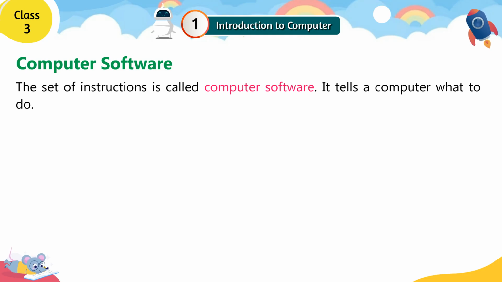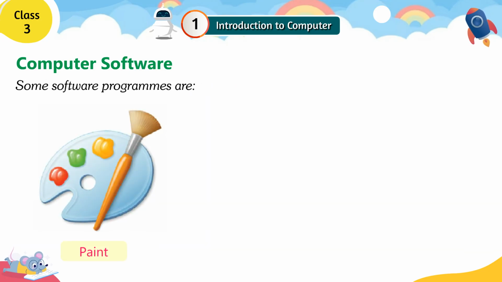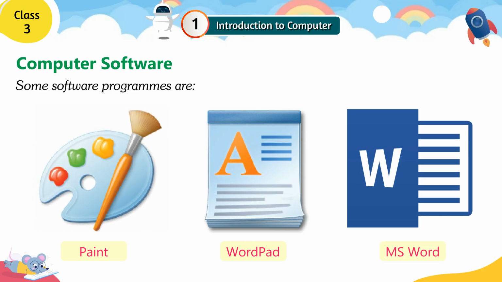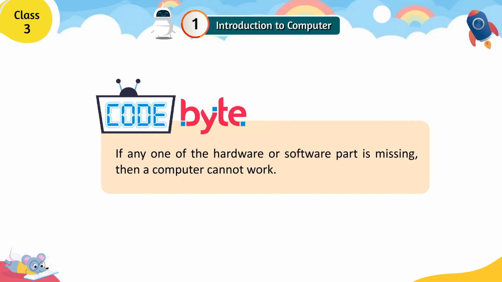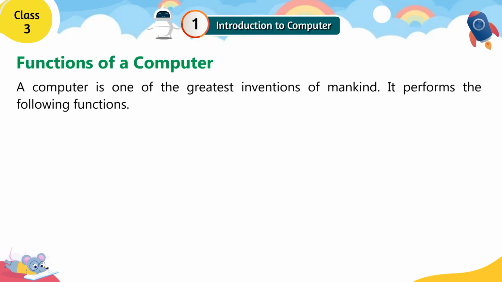It tells a computer what to do. Some software programs are Paint, WordPad, MS Word, CodeByte. If any one of the hardware or software parts is missing, then a computer cannot work. Functions of a computer. A computer is one of the greatest inventions of mankind. It performs the following functions.